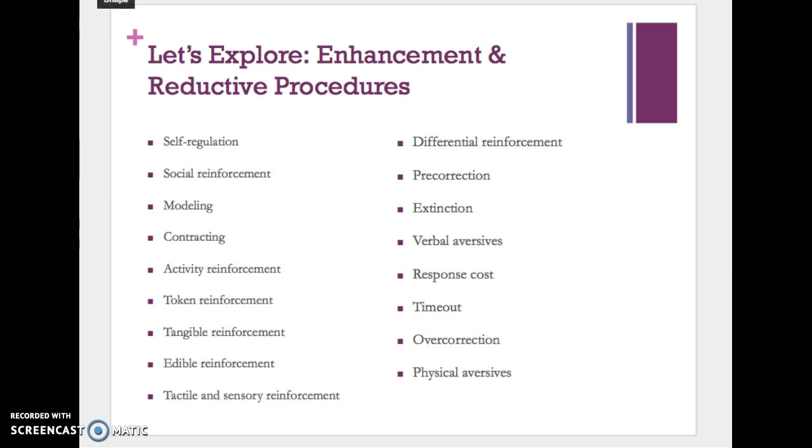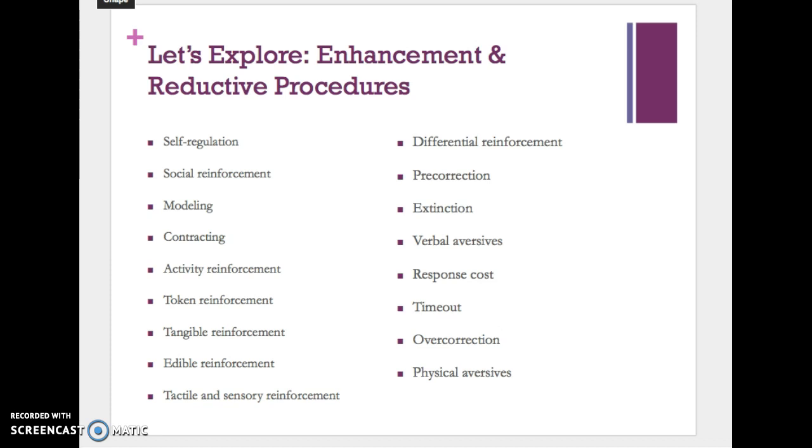So what we have here is a list from the least to most intrusive. We have the reductive procedures on the right, whereas on the left we have those enhancement or strengthening of those positive behaviors through self-regulation, social reinforcement, modeling, the use of contracts, reinforcement with activities, tokens, tangible reinforcement, edible reinforcement, such as food, tactile and sensory reinforcement.